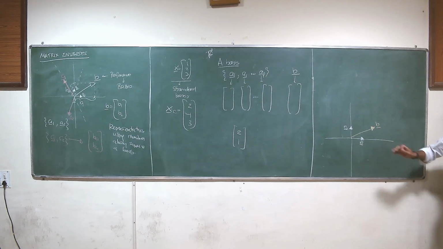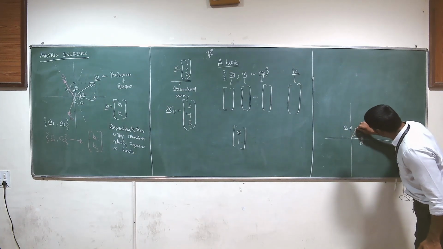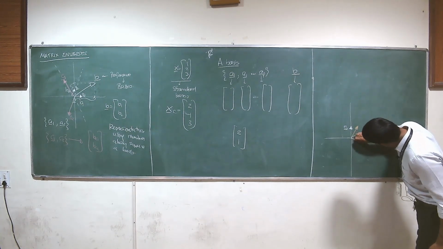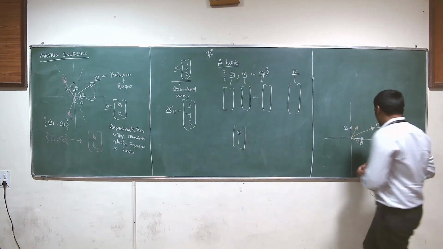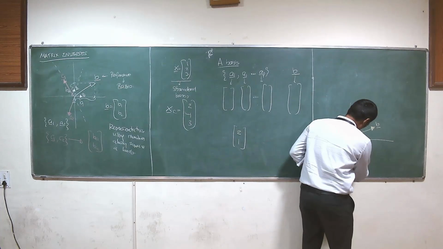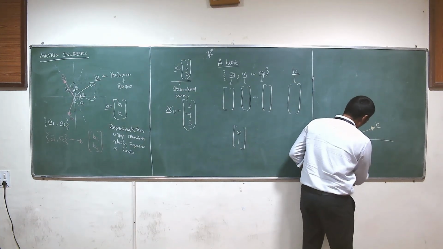But let's say for some reason we don't like the standard basis, we are forced to use some other basis, let's say some A basis. In that case, the A basis vectors are not the same. This is A1, this is A2.